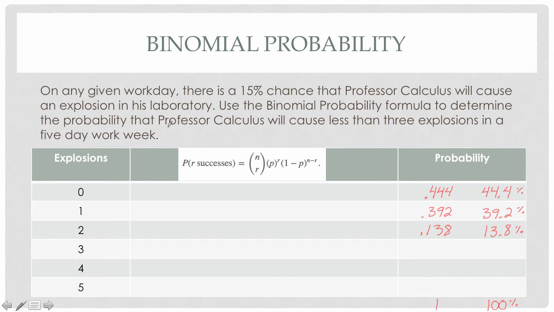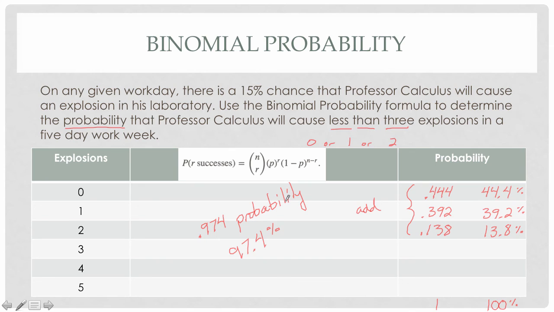Again, to answer this problem, what is the probability that there'll be less than 3 explosions? Well, that means I could have 0 or 1 or 2, and so I have to add all these together. So I'm going to do that really quick here. 0.444 plus 0.392 plus 0.138, and we got a 0.974 probability, which means it's a 97.4% chance that there will be less than 3 explosions in a 5-day work week.